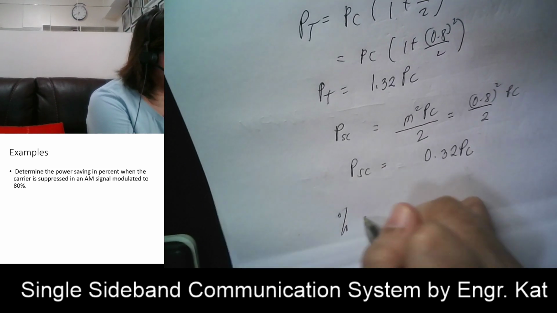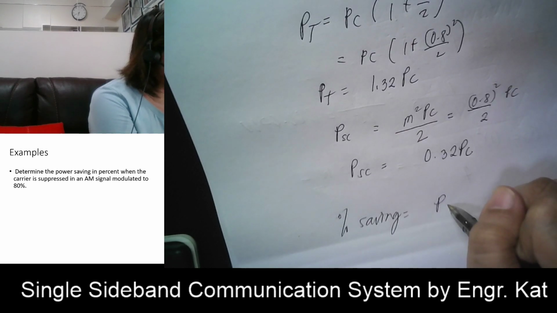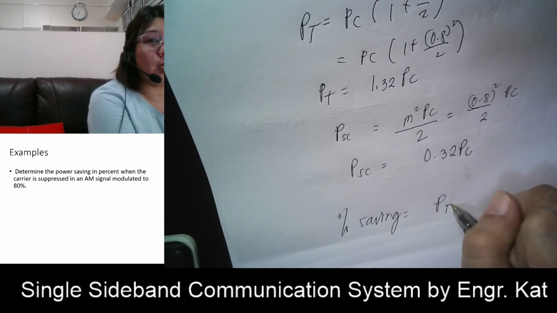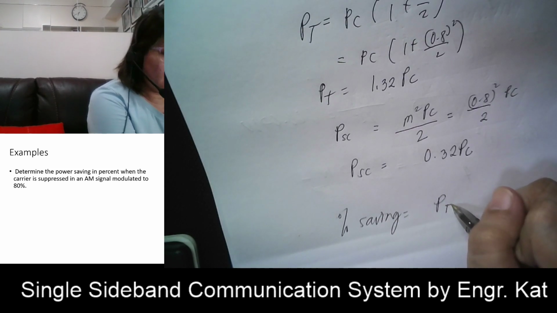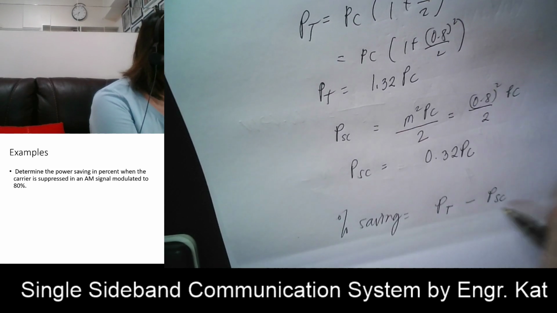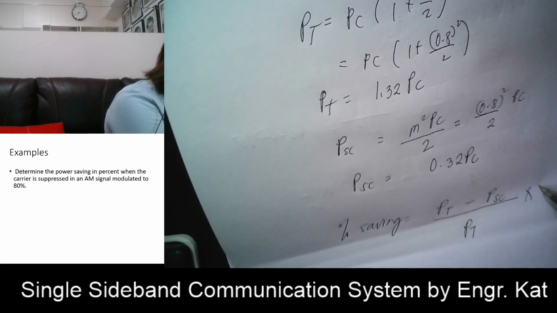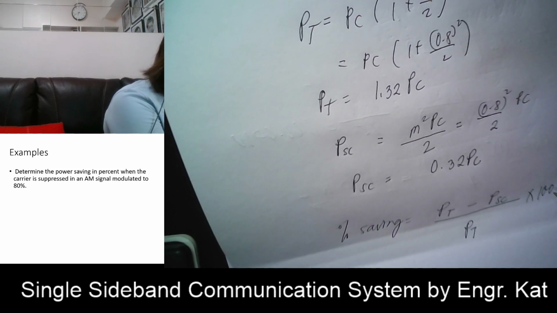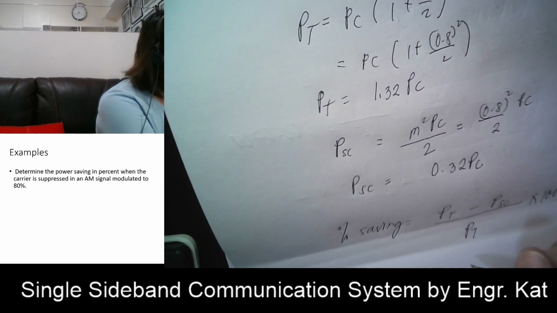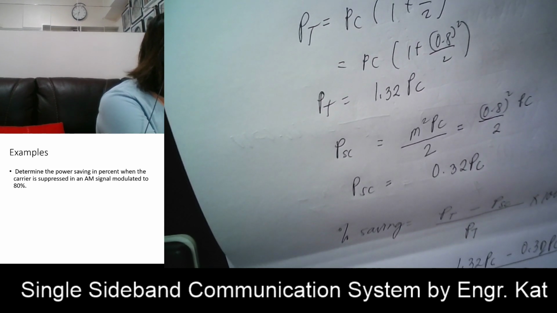So the power saving is equal to the power being transmitted using the conventional AM, minus the power being conserved using your suppressed carrier, divided by the total power using your conventional AM, multiplied by 100%. So that is equivalent to (1.32 minus 0.32) all over 1.32 times 100.